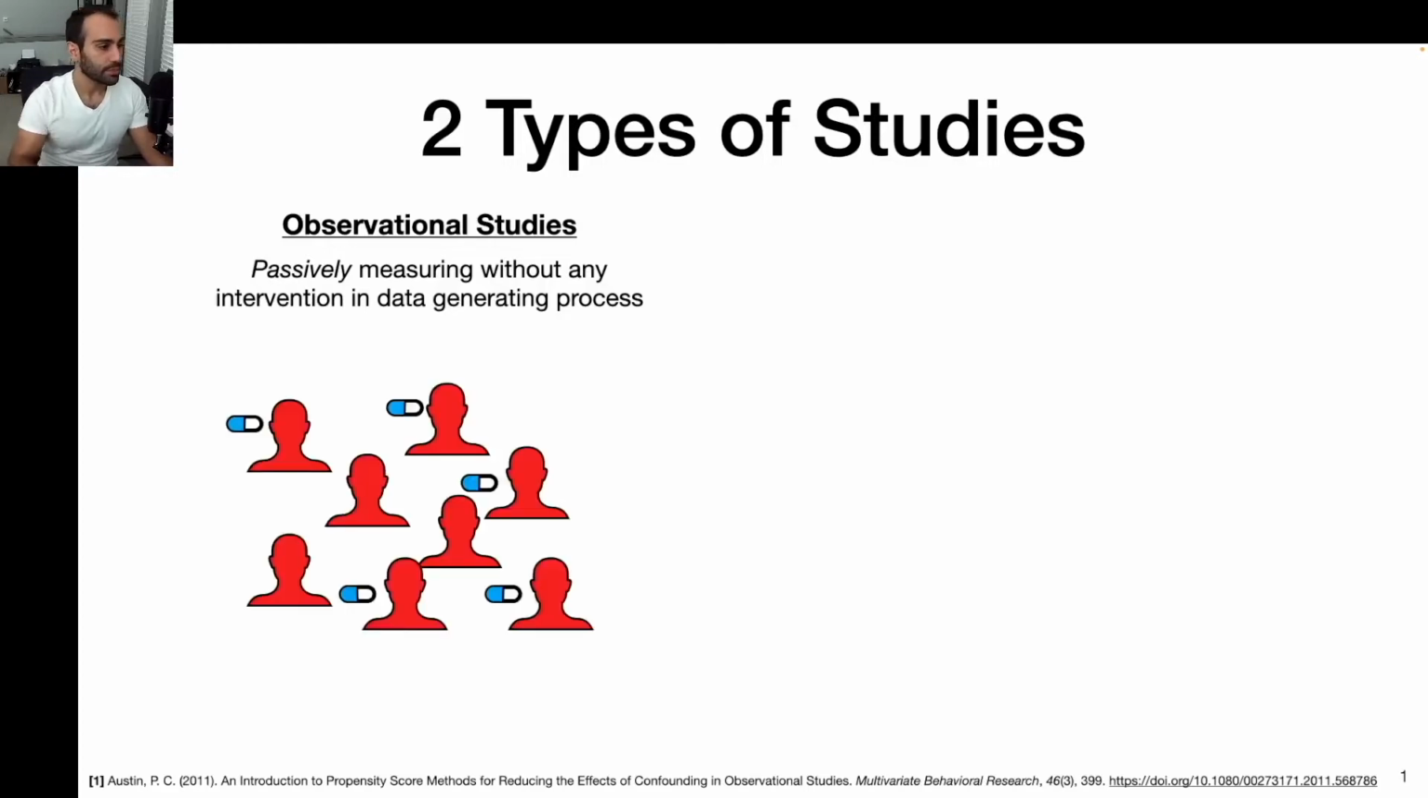As an example, the causal effect of taking a pill on headache status, what an observational study might look like is we passively observe a population of people with headaches, some of them taking pills, some of them not taking pills, and just doing an analysis, trying to quantify the causal effect of that pill on headache status.